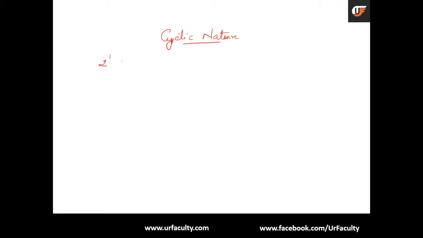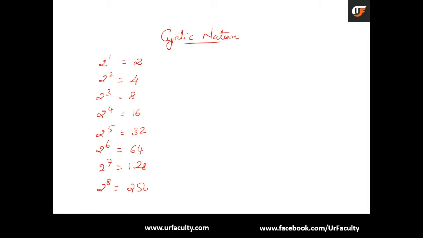2 power 1, I'm sure you all know, is 2. 2 power 2 is equal to 4. 2 power 3 is 8. 2 power 4 is 16. 2 power 5 is equal to 32. 2 power 6 is 64. 2 power 7 is 128. 2 power 8 is 256. 2 power 9, and 2 power 10.